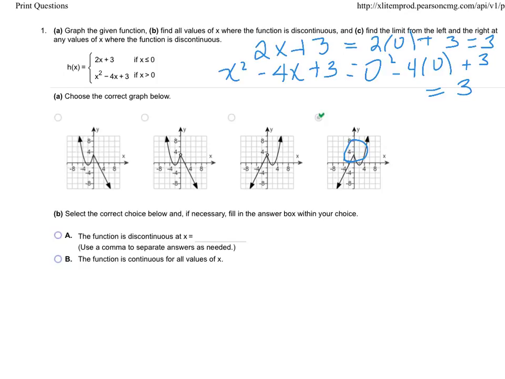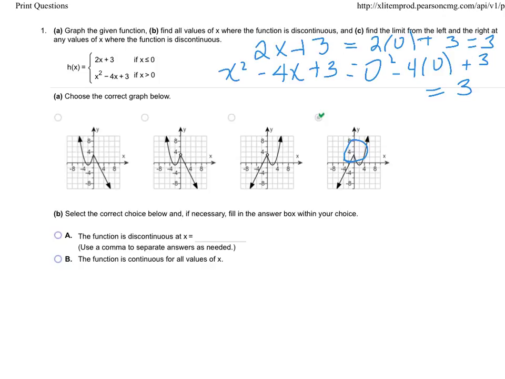It's continuous for all x values equal to or less than 0 because that follows a linear rule, 2x plus 3. There's no chance of dividing by 0 or taking square roots of a negative number. And x squared minus 4x plus 3 is also continuous for all positive x values, because we're, again, not going to divide by 0, and we're not going to be required to take any square roots.